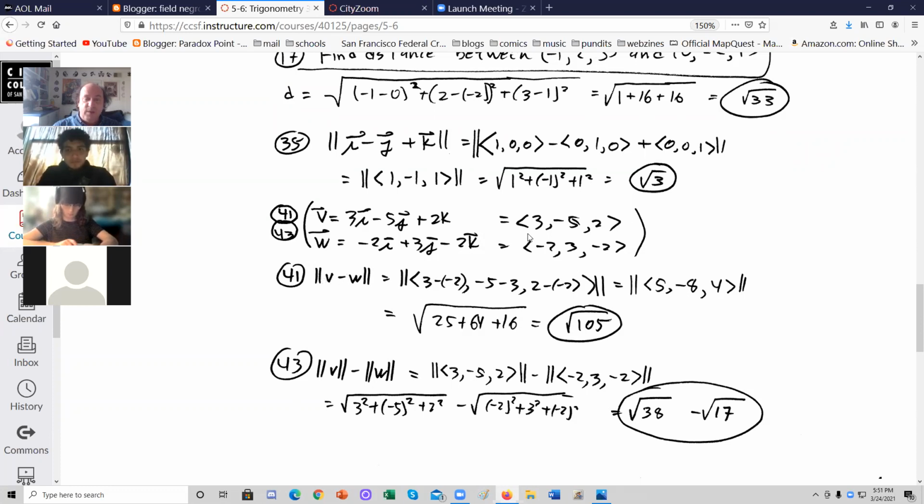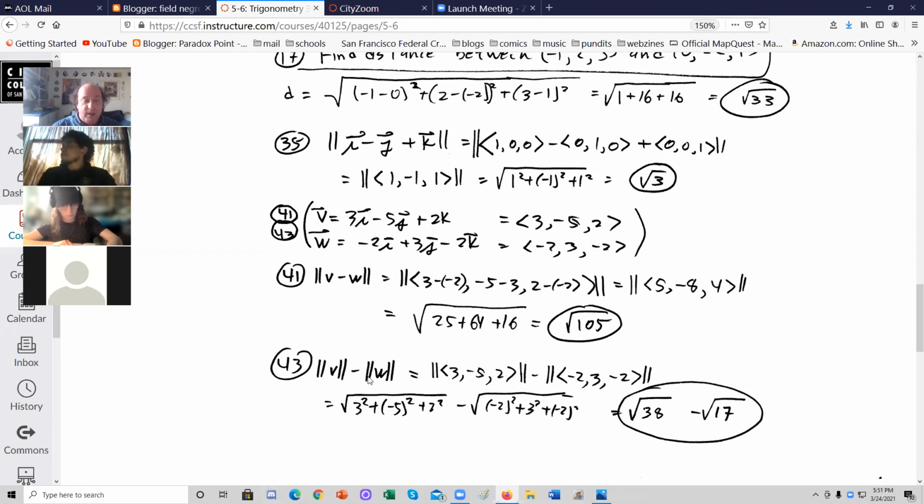The length of the difference: 3 minus -2 for the first component, -5 minus 3 for the second, 2 minus -2 for the third. This will be (5, -8, 4). Square root of the sum of the squares: 5 squared is 25, -8 squared is 64, 4 squared is 16. That's square root of 105. Since I suddenly don't trust myself, I better do this by calculator. Yes, it is root 105.